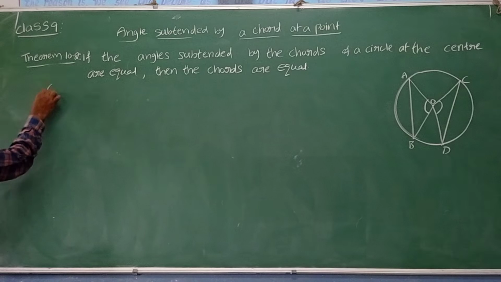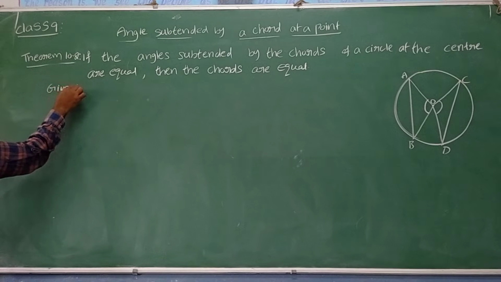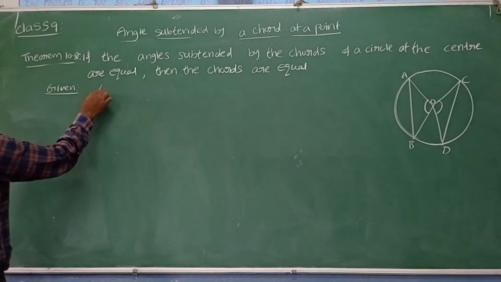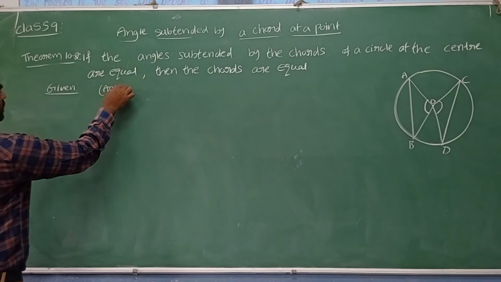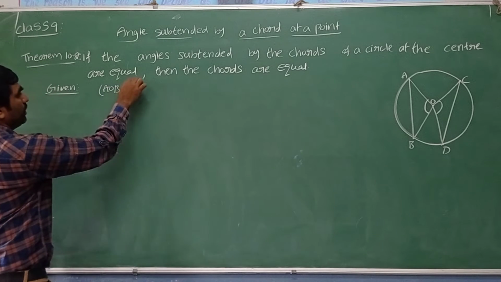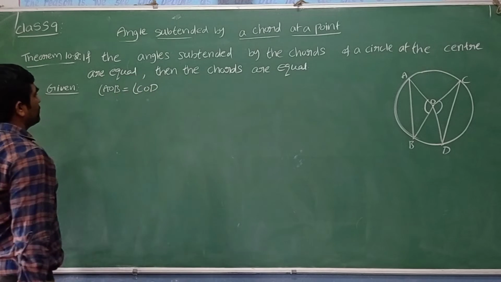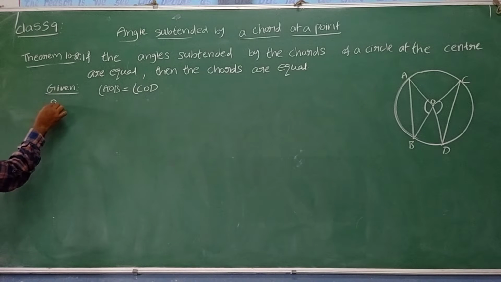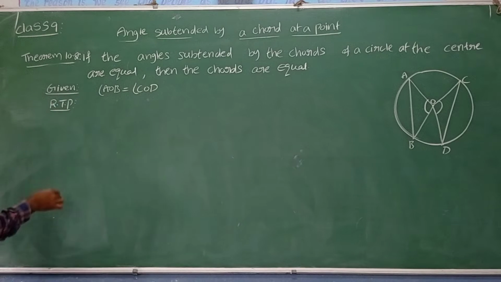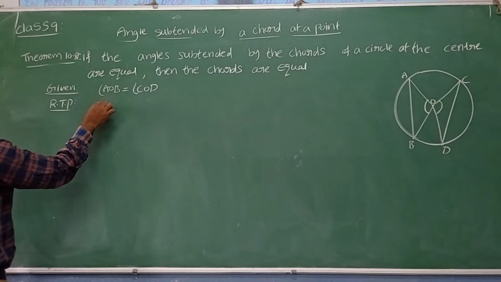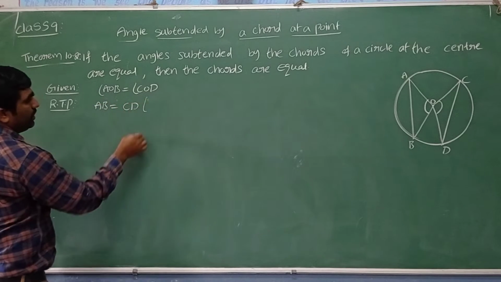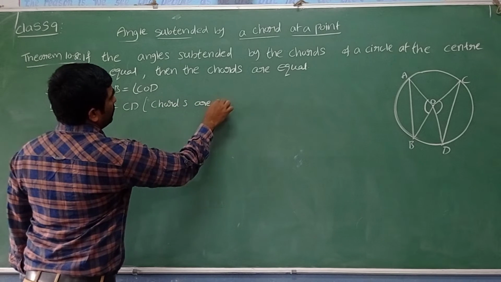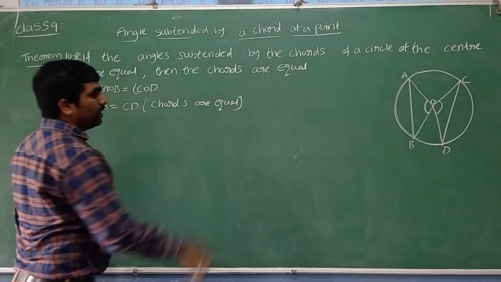So let me write the given data first. The given: angle subtended by both the curves are equal. Means they said angle AOB, angle subtended by curve AB, is equal to angle COD, angle subtended by curve CD. Both are equal. Then they are asking to prove that curves are equal length. Length of AB is equal to length of CD. I mean, they are asking to prove both the curves are equal length.